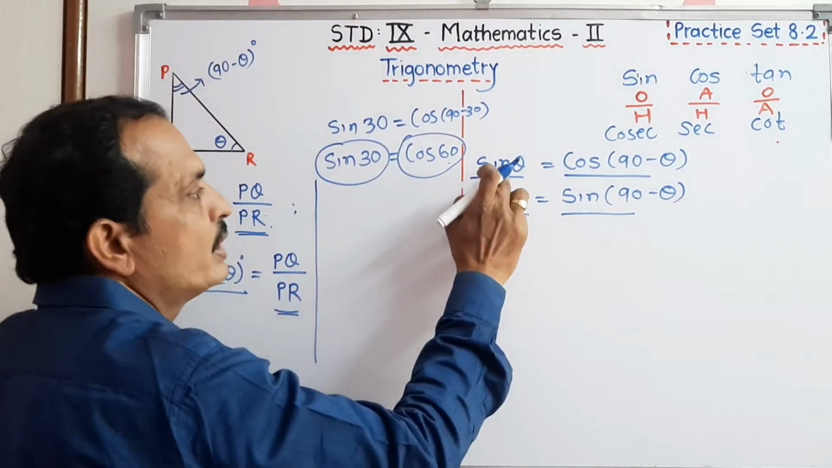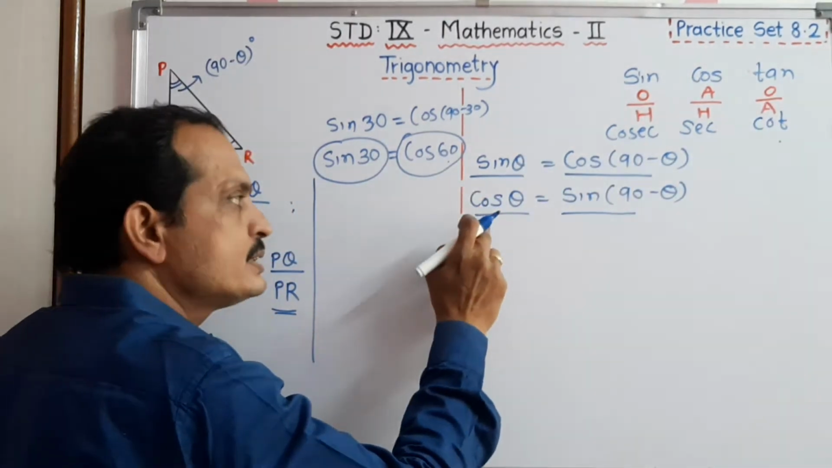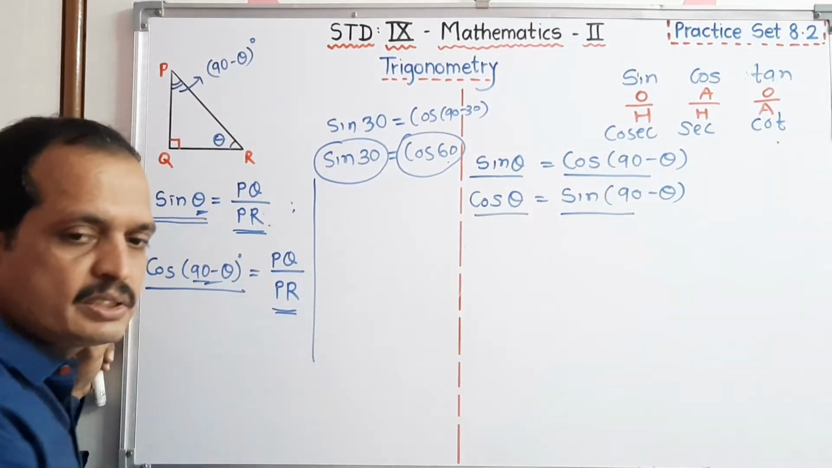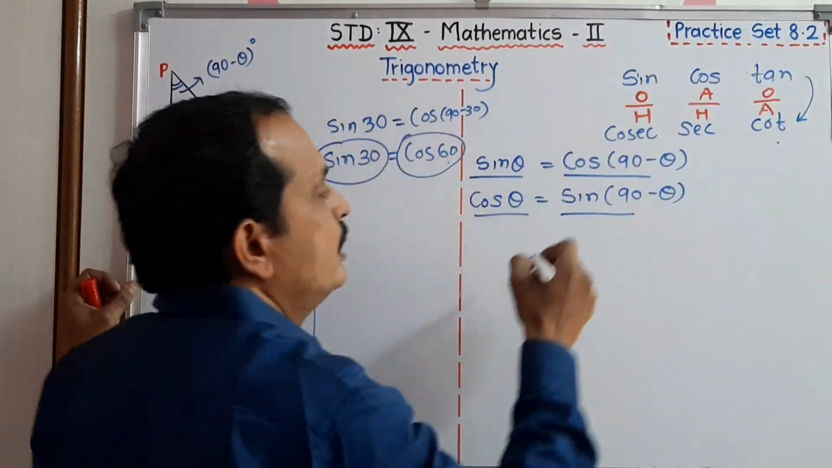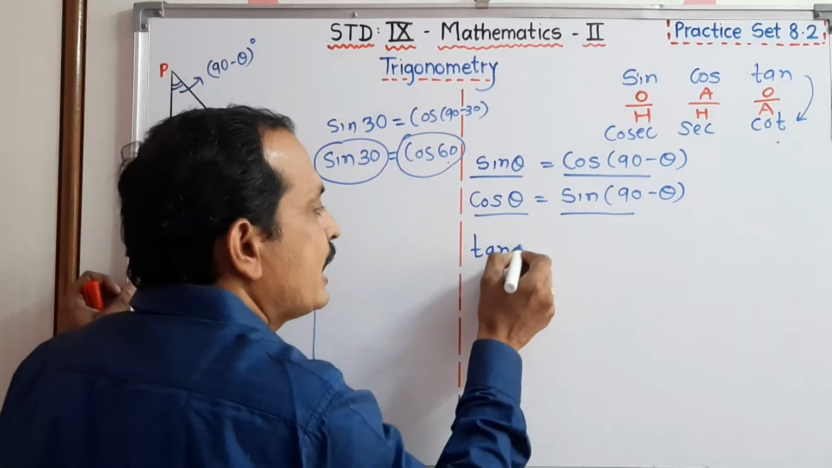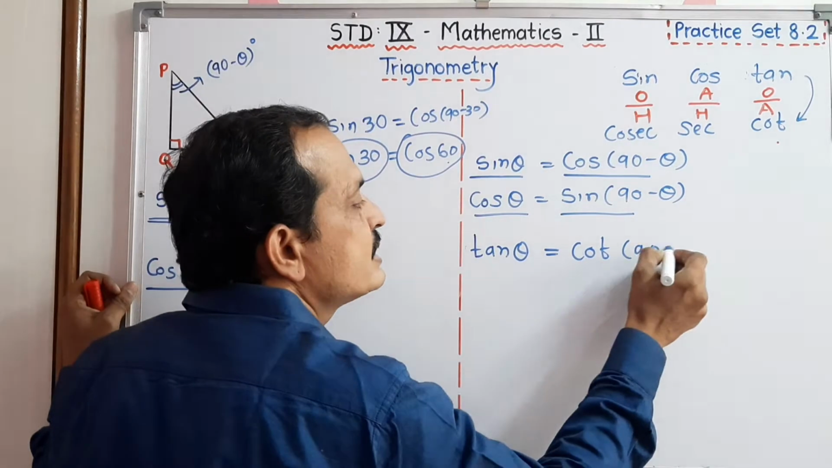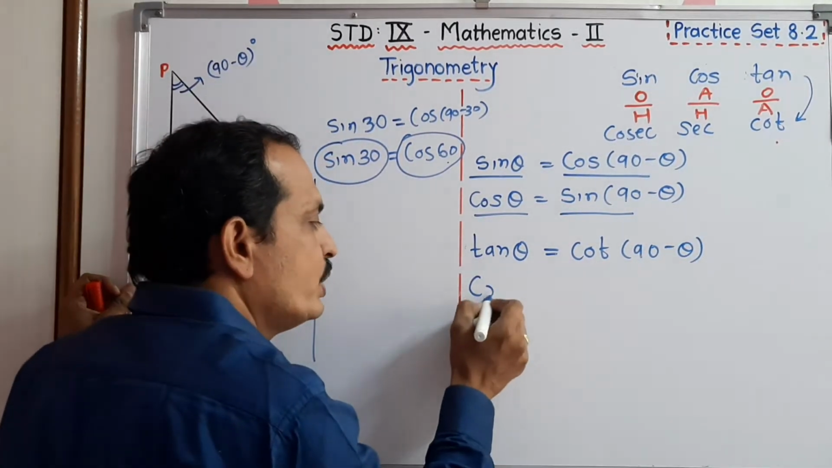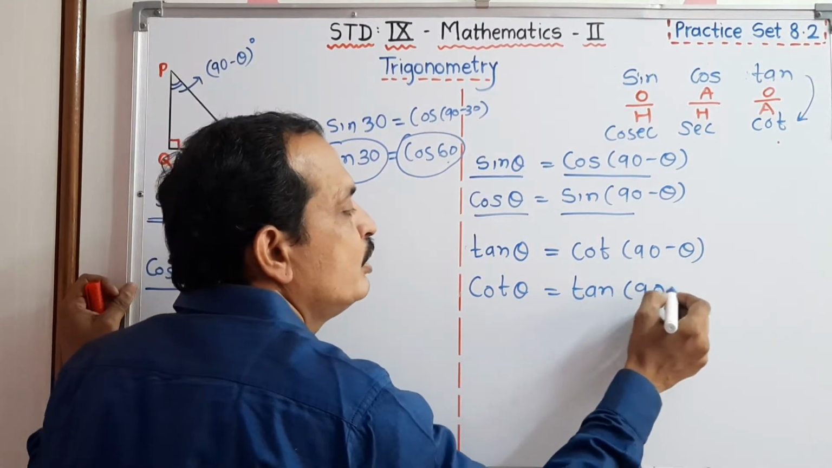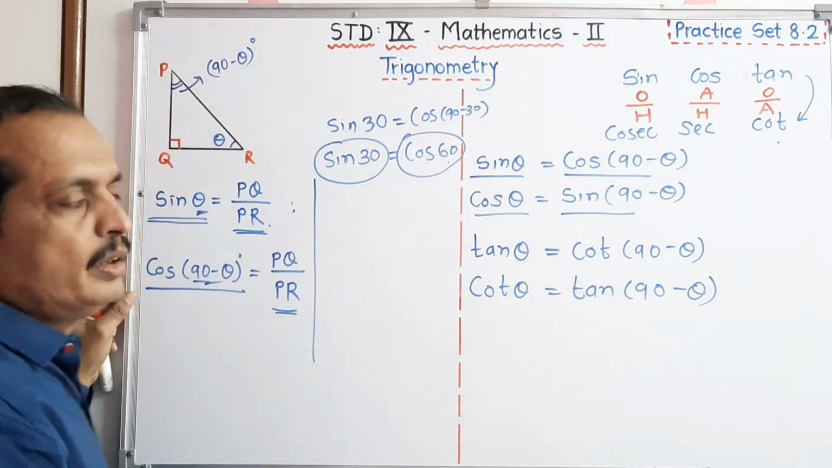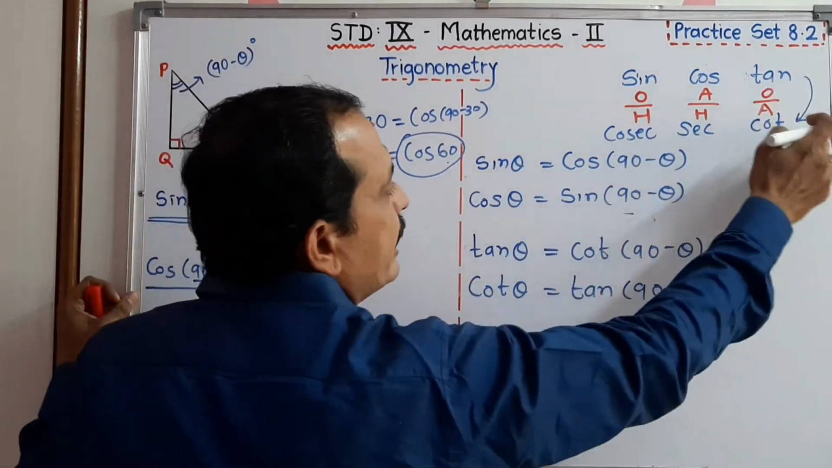Dear student, remember sine theta is equal to cos 90 minus theta and cos theta is equal to sine 90 minus theta. Dear student, same relation between the tan and cot. That means we can write here tan theta is equal to cot 90 minus theta, and same way cot theta is equal to tan 90 minus theta. Dear student, remember this. This is the relation between the tan and cot.